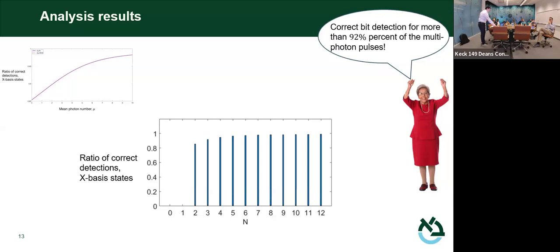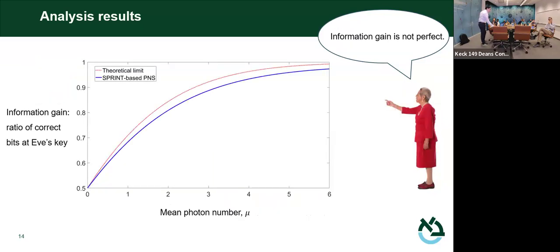So Eve is very pleased with that result. We can also think of the information gain. This is what you were asking. Okay, so you assume that she gets some photons, and then you ask what is the ratio of correct detection.